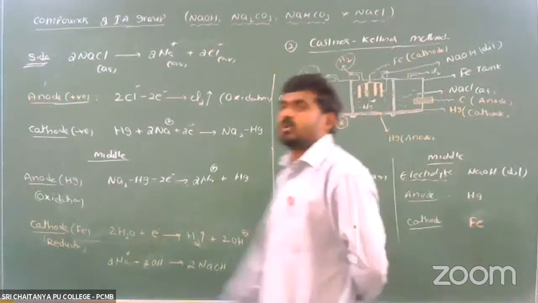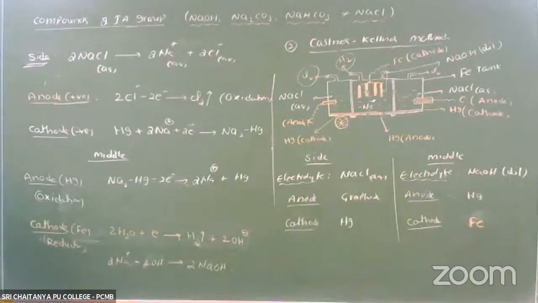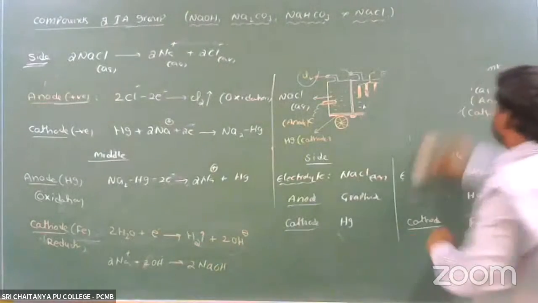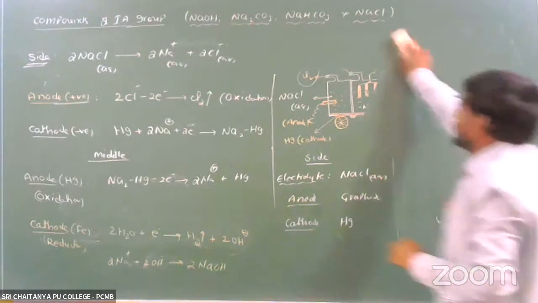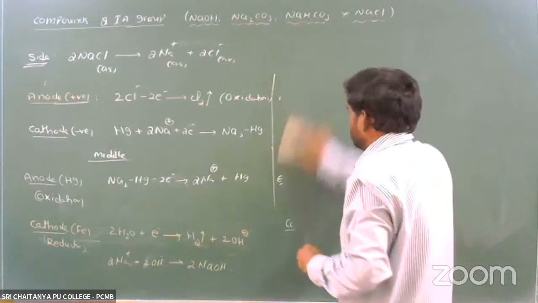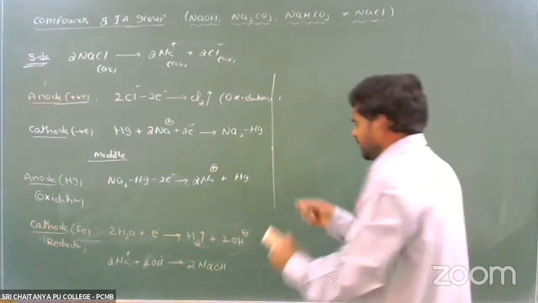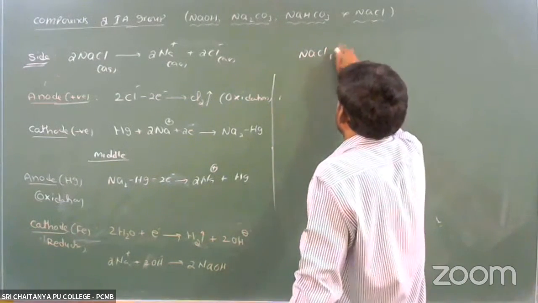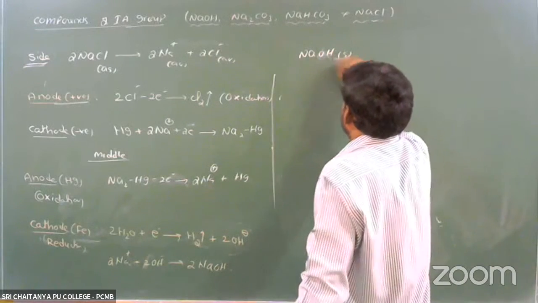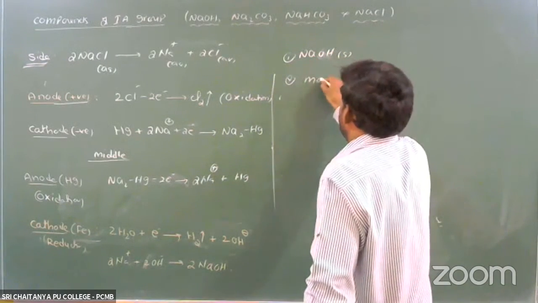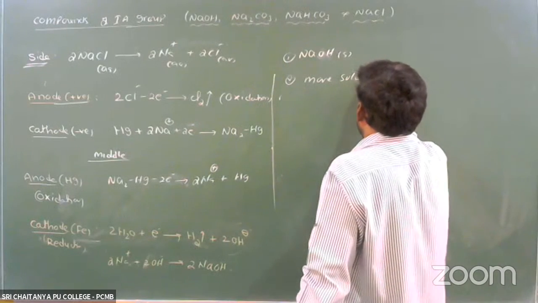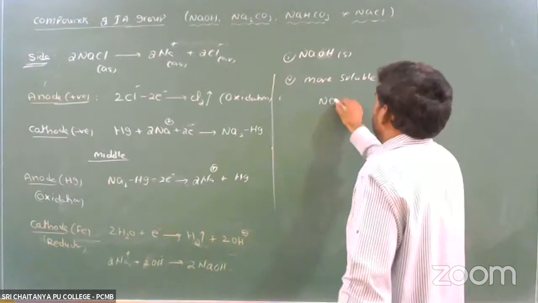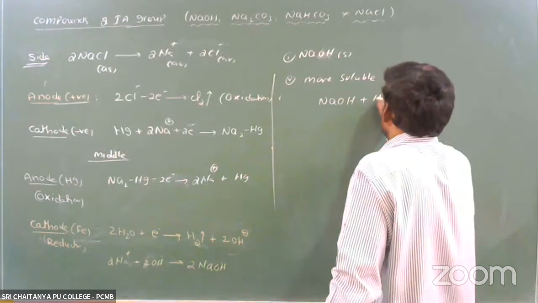What are the properties of sodium hydroxide? Sodium hydroxide is a white crystalline solid. It is more soluble in water. The dissolution of sodium hydroxide in water is an exothermic reaction.